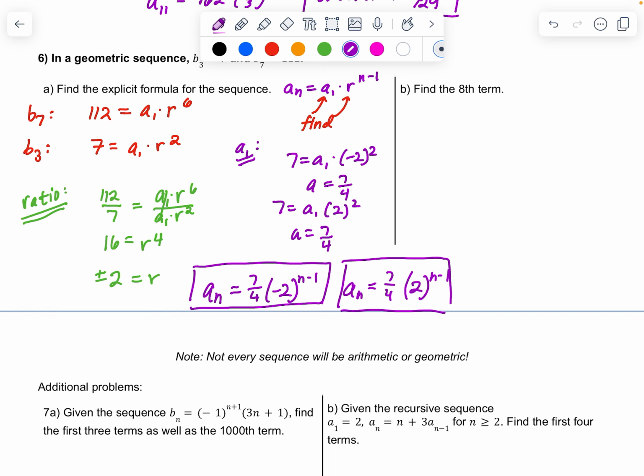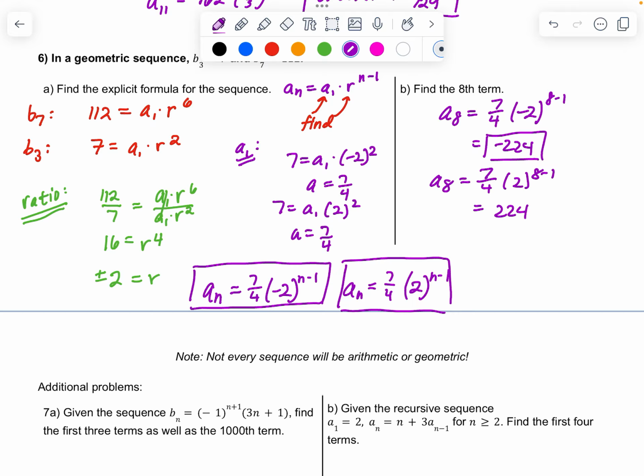All right, it says find the 8th term. So I'm just going to kind of do both versions. Again, we're not necessarily sure based on our information what we got. So with the negative r value, I get negative 224 for the 8th term. And with the positive r value, I get positive 224. So we have to consider both options. And for now, both are true until we're told otherwise.